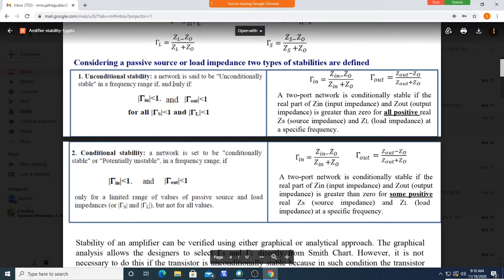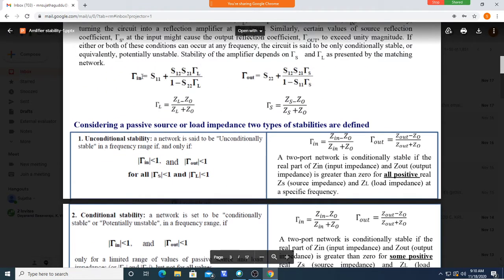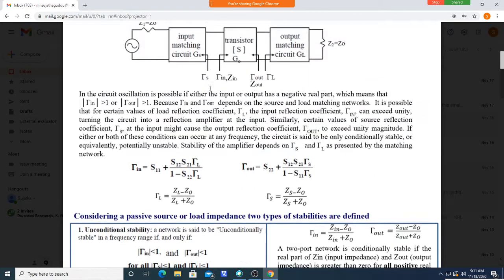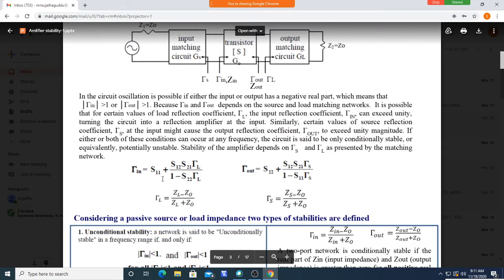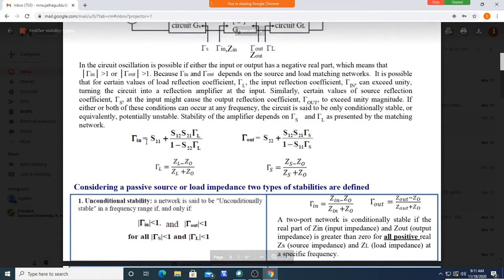Unconditionally stable means the values of tau in and tau out, as we discussed here, depend upon the values of ZL and ZS. Tau in depends on tau L, looking into this direction. As we saw, this tau in should not become greater than 1. It should be less than or equal to 1. That is a required condition.